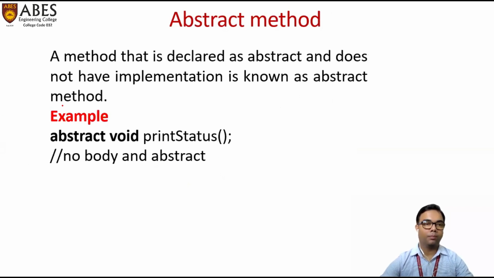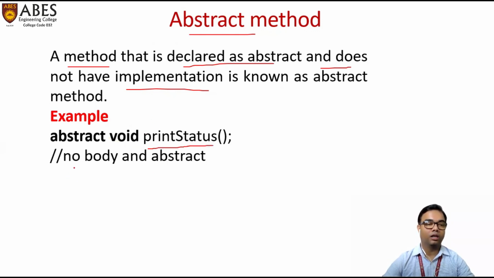Next, what is an abstract method? We have already discussed it, but a method that is declared as abstract and does not have an implementation is known as an abstract method. Here we have an abstract method, print status. We don't have any body here, but we can provide the implementation when we inherit this class.